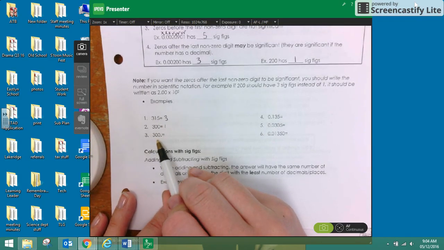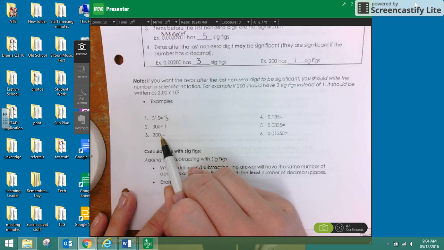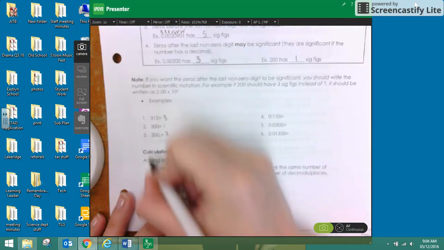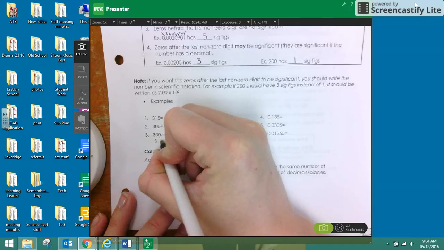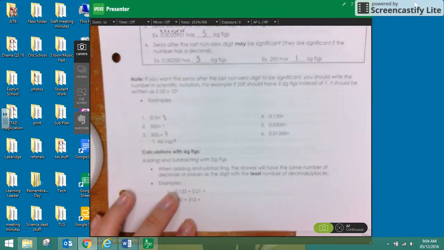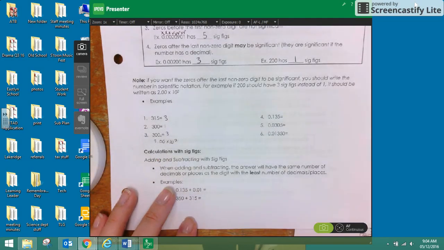This is not the proper way to write this number, but since there is a visible decimal, the end zeros would be significant. So this would have 3 sig figs, but technically it should be written as 3.00 times 10 to the power of 2 if you want it to have 3 significant figures. So you want to switch it into scientific notation.